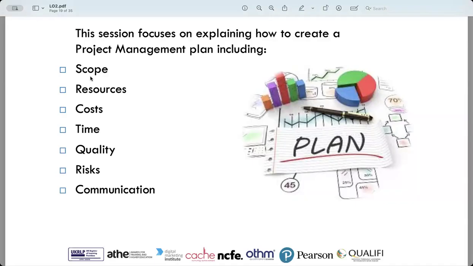Start with scope. This defines what your project will cover and what it won't. Then consider the resources you will need, such as time, people, or tools. You will also need to estimate the costs involved, even if they are minimal. Time management is key. How long will each phase take? Your plan must include a realistic schedule.